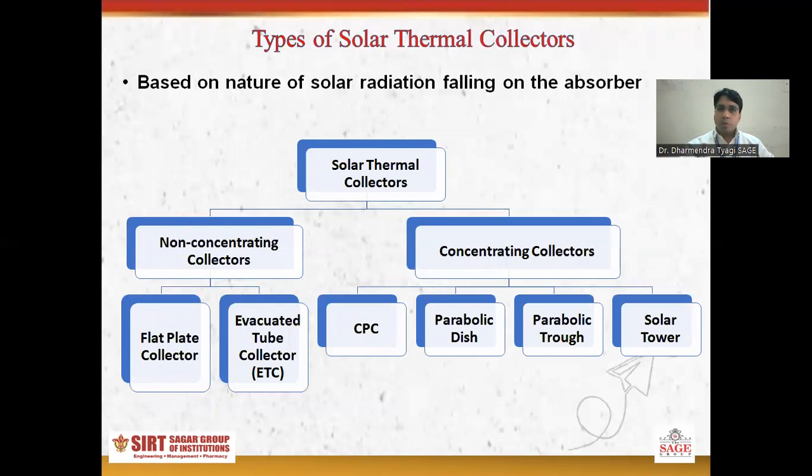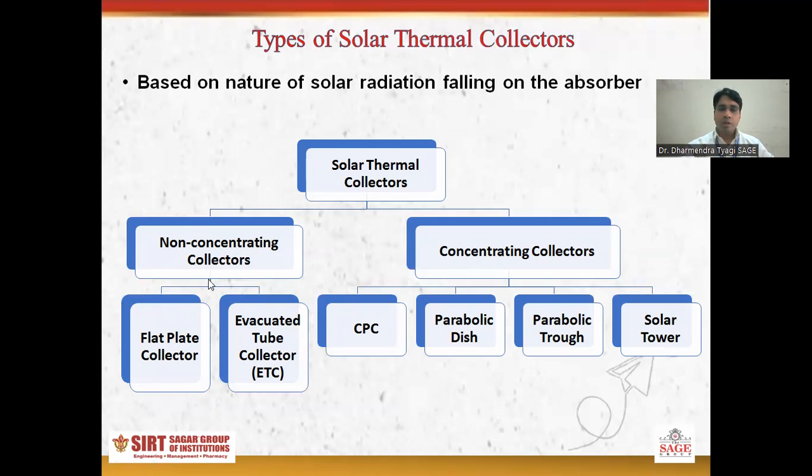Now, the types of solar collector. Based on the nature of the solar radiation falling on the absorber, there are two types of solar collectors. First one is the non-concentrating type collector, and second one is the concentrating type collector. The concentrating type collector is further divided into line concentration and point concentration.